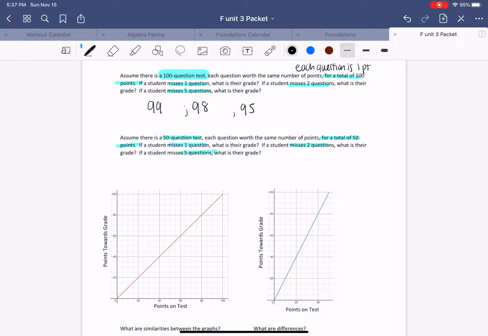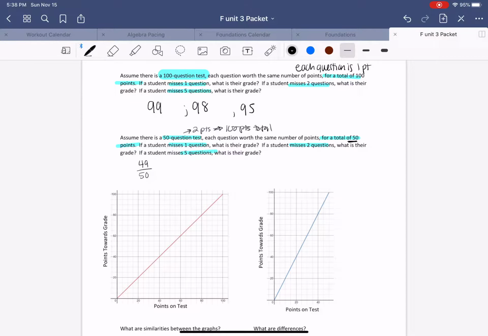So now, if there's 50 questions for a total of 50 points, if they miss 1 question, it's like they've made a 49 out of 50. So really, each question is worth 2 points if I'm looking at 100 points total. Yes, the test is worth 50 points, but if I'm trying to convert that to a letter grade, I have to think, okay, 50 goes into 100 2 times, so really everything's worth 2 points.